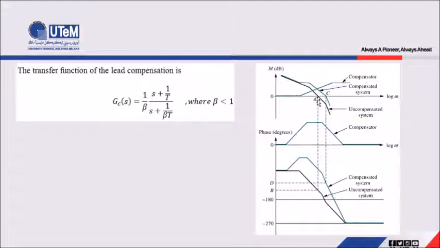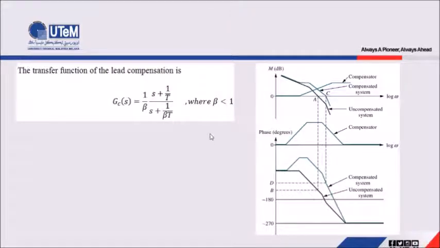This is what we are going to do when we design the lead compensator. We have to reshape this uncompensated system and make it become like this, because we want to improve the transient. Also for this phase, when we design the lead compensator, based on the values of 1 over T and 1 over beta T, we can draw this phase plot like this. Then this plot will combine with the uncompensated system, and after we combine, we get the result like this.